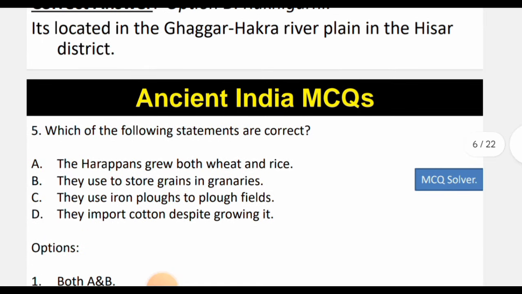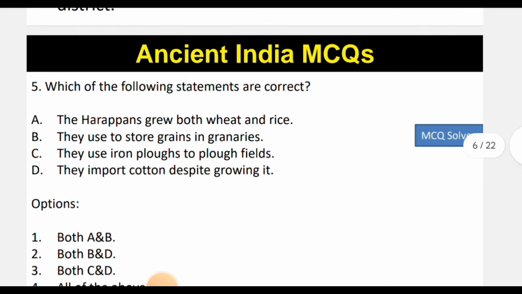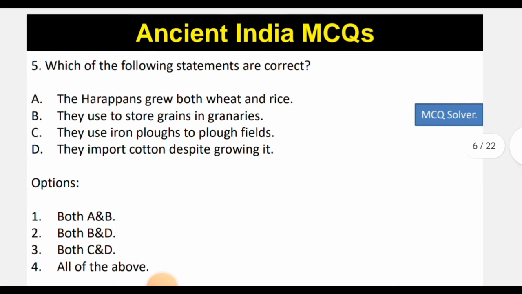Now let's come to question number 5. Which of the following statements are correct? First we look into the statements. Statement A, the Harappans grew both wheat and rice. Statement B, they used to store grains in granaries. Statement C, they used iron plugs to plough fields. Statement D, they imported cotton despite growing it. Below are the options given.